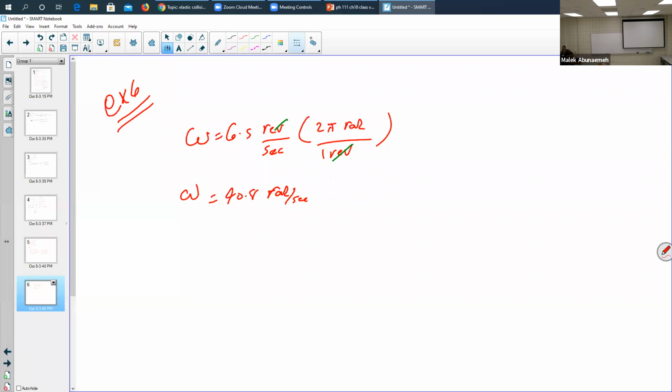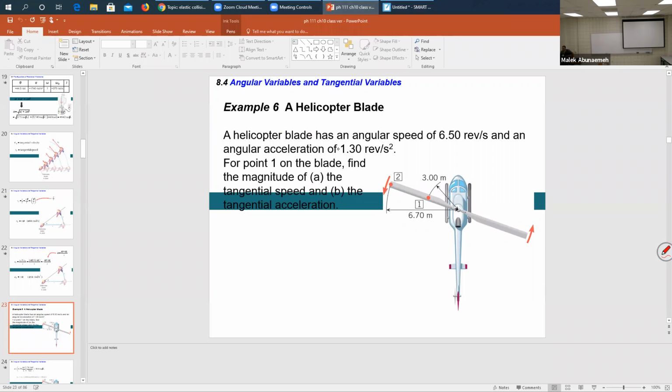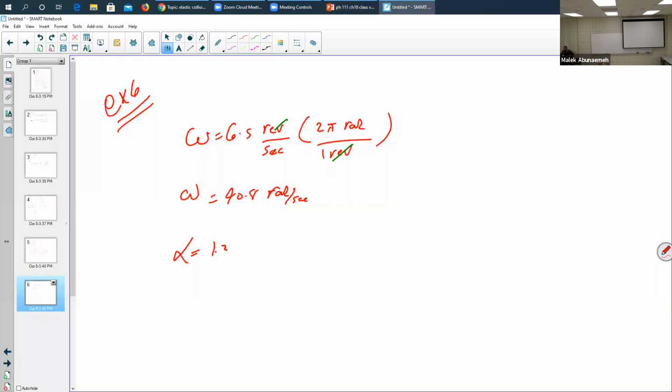Now let me just look over here. Your alpha is 1.3 revolutions per second squared. Again, you can multiply that by 2 pi radians per revolution, and the revolutions cancel out. So this is going to equal 2.6 pi radians per second squared, which is about 8.17 radians per second squared.